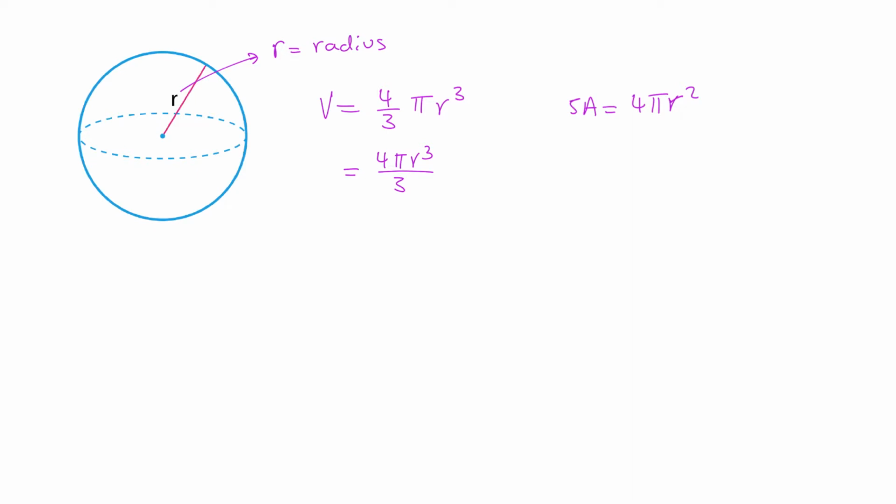Now, in this video, we're not going to go over why the equations are as they are. You can look at other videos to see the derivations of these, but we're just going to look at how we can use this set of information to find the volume or radius of a sphere given a set of information. So let's do a few examples.